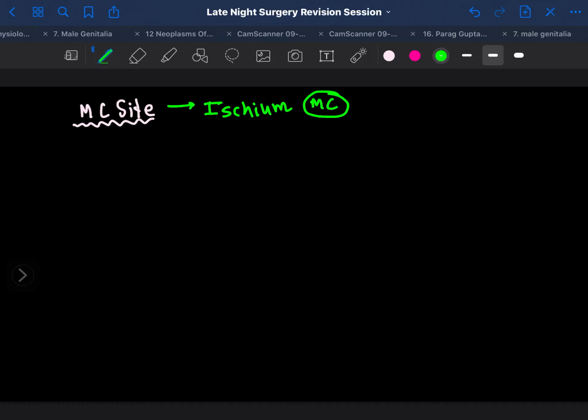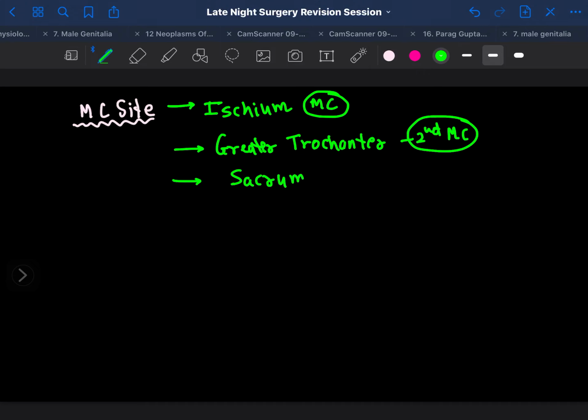There is a probability that in the question ischium will not be one of the options. Then you need to understand the second most common site. Please understand the second most common site where a bedsore can occur is the greater trochanter. This is the second most common site for the development of a bedsore. Are you understanding my point? Then the third most common site for the development of a bedsore is your sacrum. So this is a sequence which you need to remember.